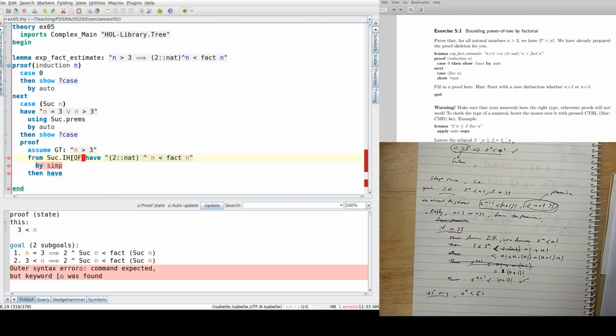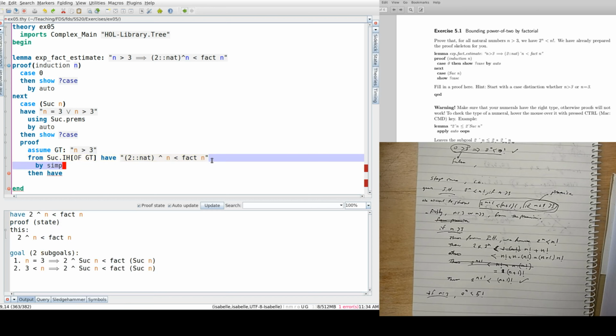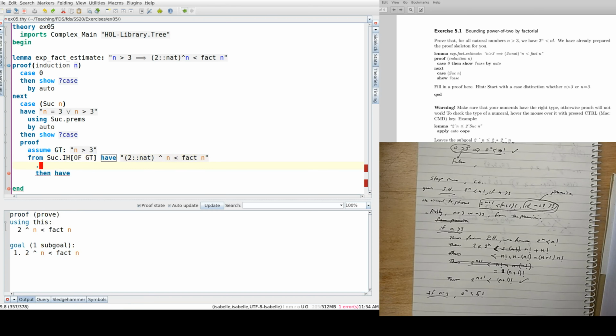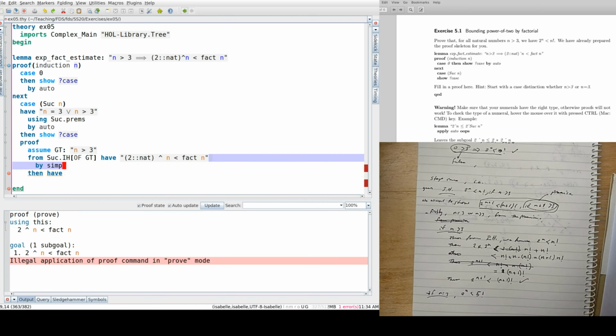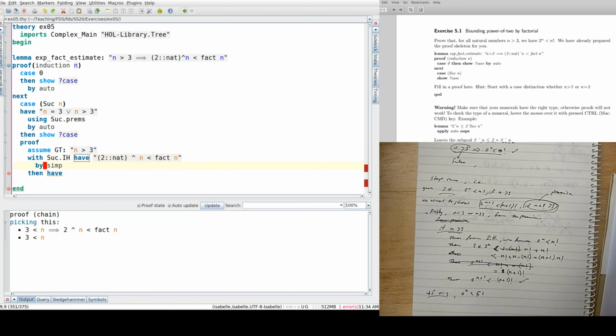we can instantiate the first assumption of the induction hypothesis with this GT, and then we get just the conclusion of the induction hypothesis, and then we have what we want. And then in this case, you actually don't need to say by simp. You can also just say that if your assumption is the same as your conclusion. Okay, so leave it as it was. So all these are variations of doing that.